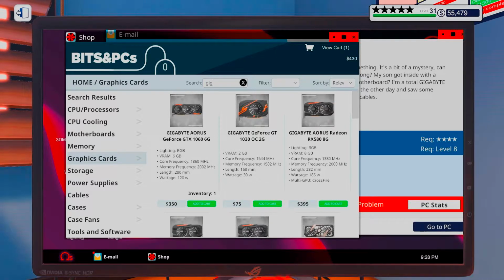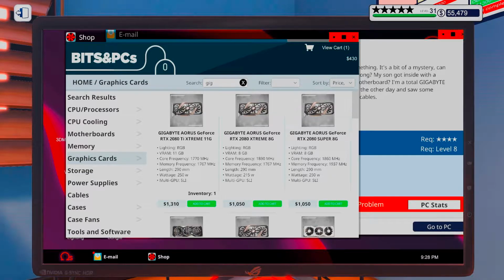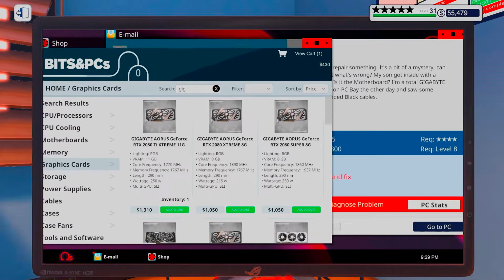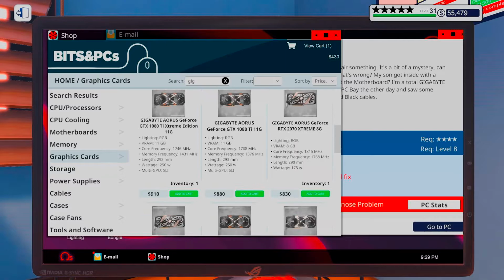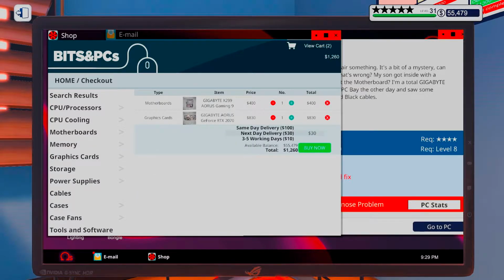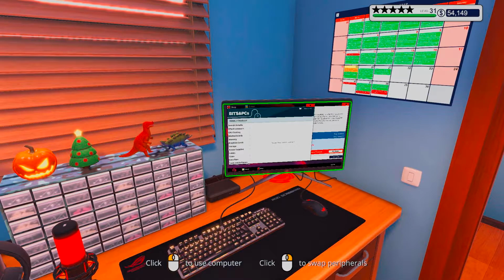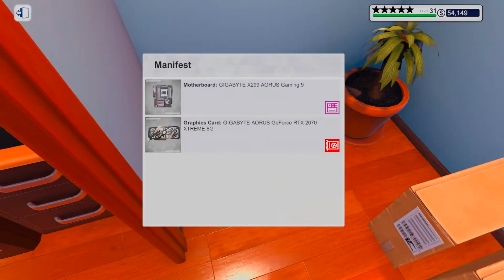Well, actually, since you said you were a fan, let's see, 900. We can get a 1080 Ti, or a 2070 Extreme. I kind of feel like going with the 2070 Extreme actually. And let's get it right away! Because that's how we roll. That's how I roll, bro.